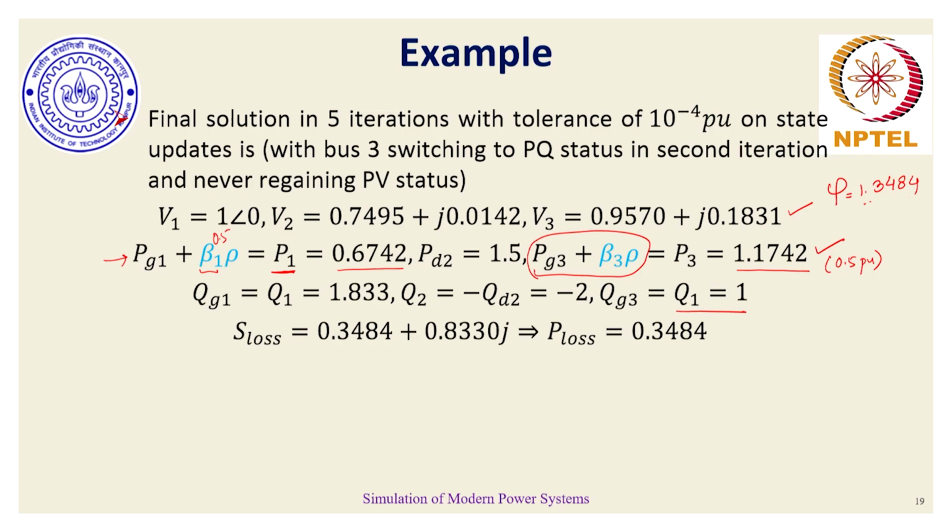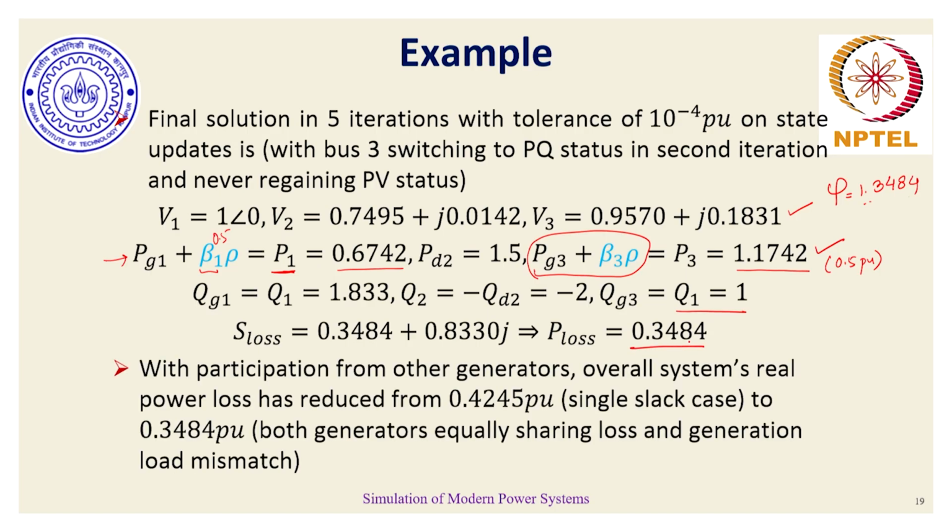And more interestingly, the loss has gone down from 0.4245 to 0.3484 per unit, which is essentially showcasing that with generators participating in terms of generation load mismatch and system loss, the system economics is improving. It is moving from a inefficient operation to efficient operation because system losses are low. If system losses are low with the same load, the overall cost of operation would also be low. That is where the importance of participation factored power flow comes in.